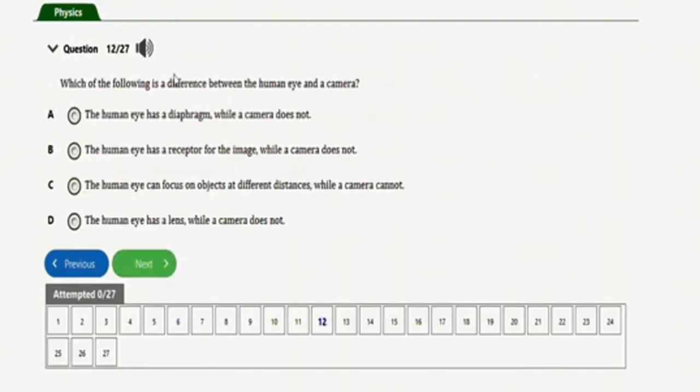Next question says which of the following is a difference between the human eye and a camera? The human eye has a diaphragm, while a camera does not. The human eye has a receptor for the image, while a camera does not. We are looking for a difference. The human eye can focus on objects at different distances, while a camera cannot. The human eye has a lens, while a camera does not. So the correct option in this question is option C, which is the human eye can focus on objects at different distances, while a camera cannot. Take note of this particular question.